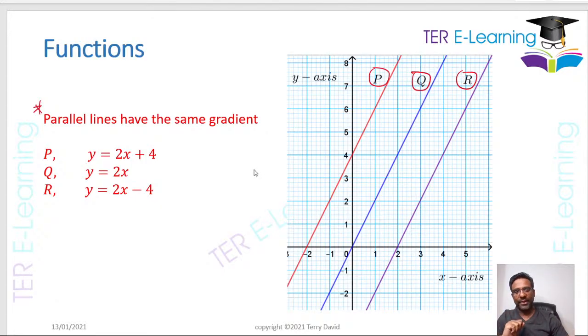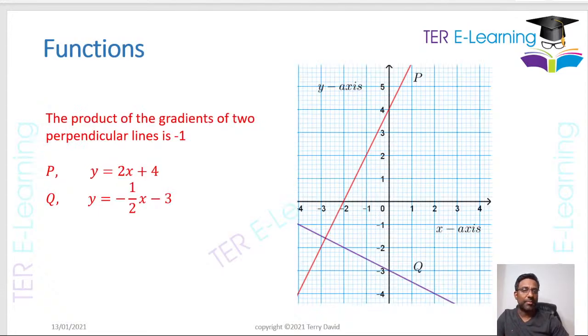Now, there's something that you need to know when it comes to parallel lines. They all have the same gradient, right? So look at this. Line P, that's this one here, has an equation of y equal 2x plus 4. Line Q has an equation y is equal to 2x. And line R has an equation y is equal to 2x minus 4. So if you look carefully, you realize, wait a minute, the gradient of this first line P is 2. The gradient of the second line is also 2. And the gradient of the third line is also 2. So parallel lines have the same gradient. You guys need to know that. Anytime you see a question where they're talking about parallel lines, we are talking about the same gradient, right?